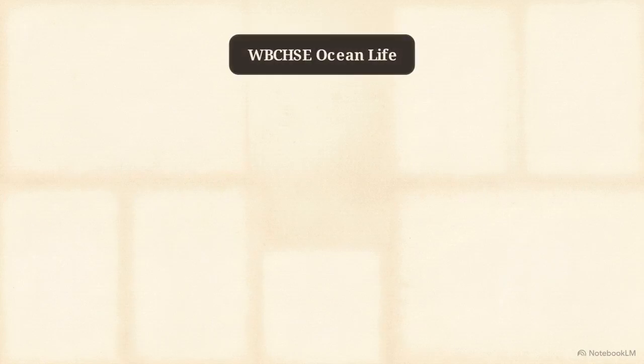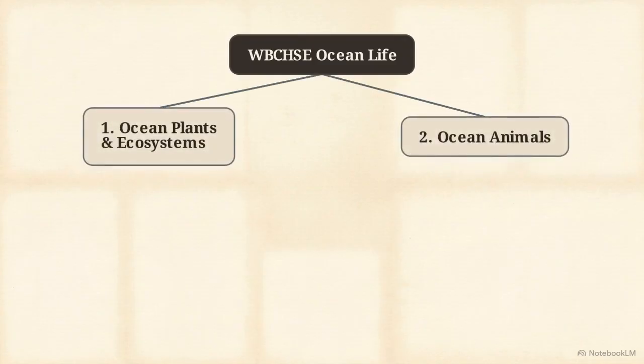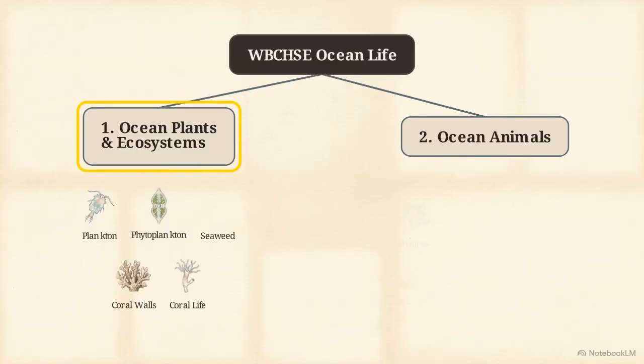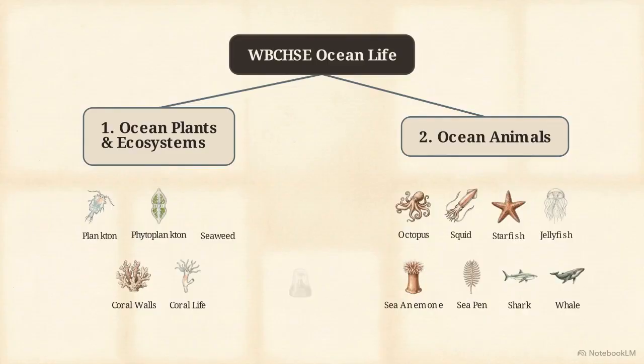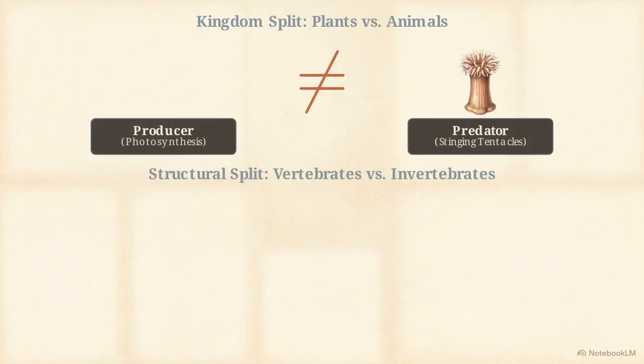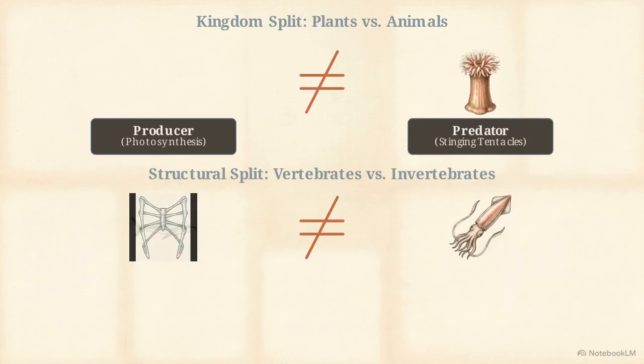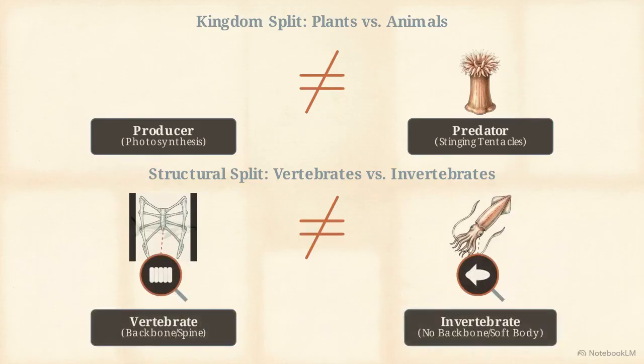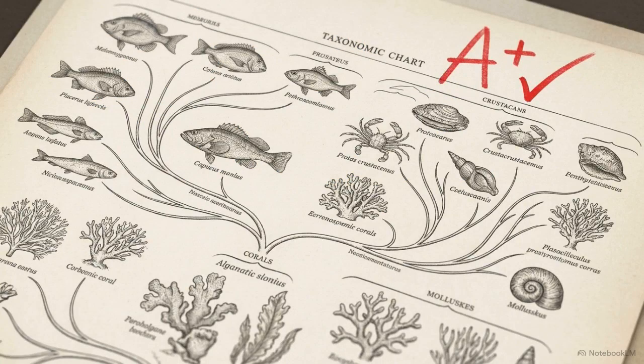This diagram outlines the exact syllabus structure. Every required organism falls under one of two branches: ocean plants and ecosystems, or ocean animals. We have included a pulsing exam alert icon to flag specific points where biological definitions often overlap or confuse students. Acing this section depends on identifying the specific physical traits that distinguish plants from animals and vertebrates from invertebrates. Understanding these structural differences is the most effective way to answer the board's classification questions.